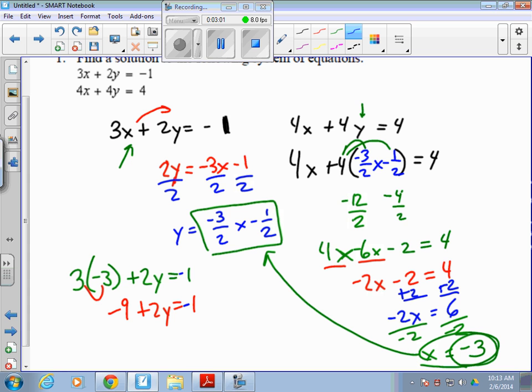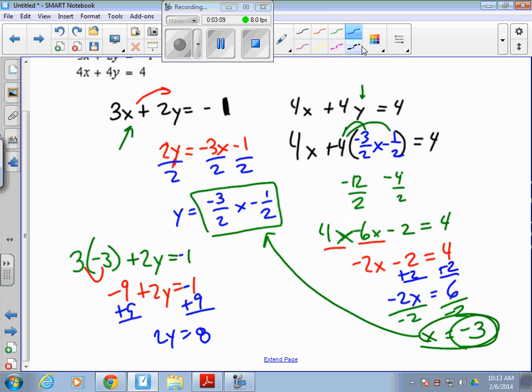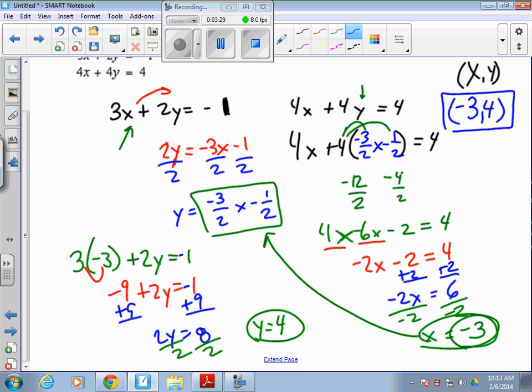Get rid of negative 9 by adding it to both sides. Negative 1 plus 9 is positive 8. So you have 2y equals 8. Get rid of 2 times something by dividing by 2 on both sides. Y equals 4. Now you have an x and a y value. You always write the solutions to systems as x comma y. Make sure you put them in the correct order. X's value is negative 3. Y's value is 4. Negative 3, 4.